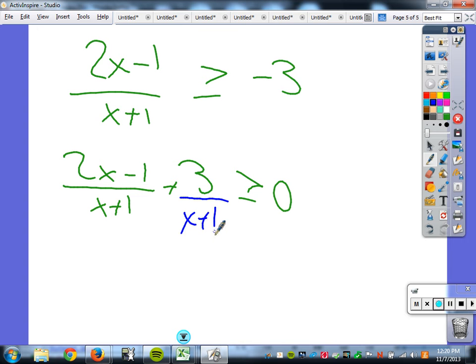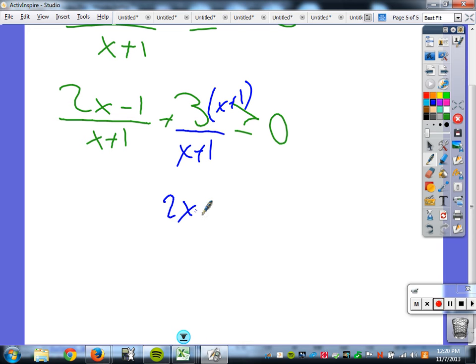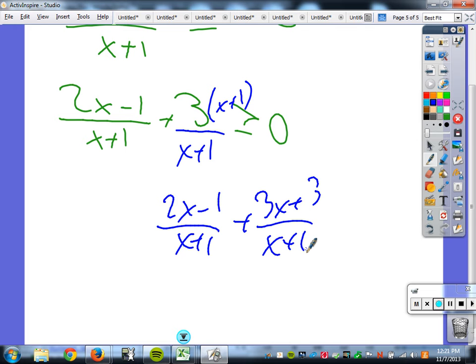X plus 1. So can I just put it on the bottom? Let's throw an X plus 1 down there. What we got to do? Put it on top as well. Everybody with me? Any concerns? Why? So I can get one ratio. Have I showed you how to graph these things? No, they got to get one ratio. Right? Does that make sense? So now I'm at 2x minus 1 over x plus 1 plus 3x plus 3 over x plus 1 is greater than or equal to 0.